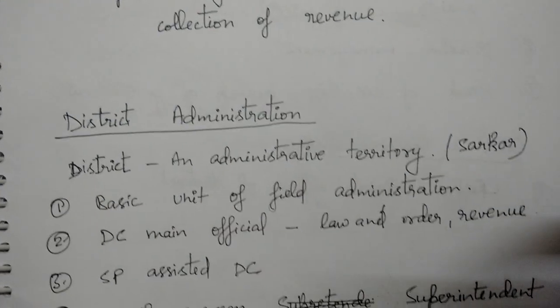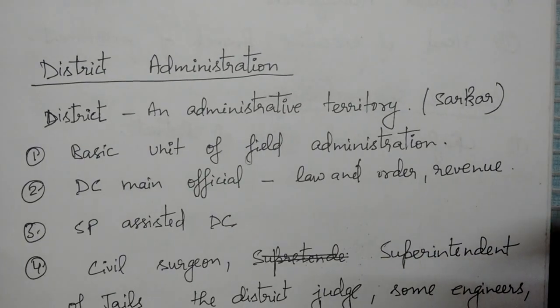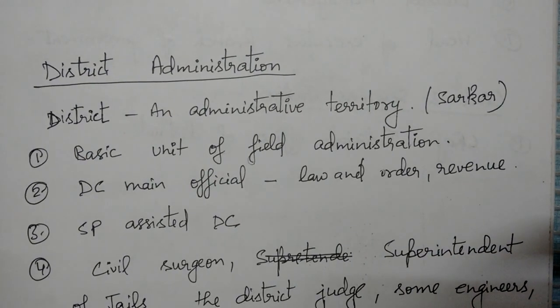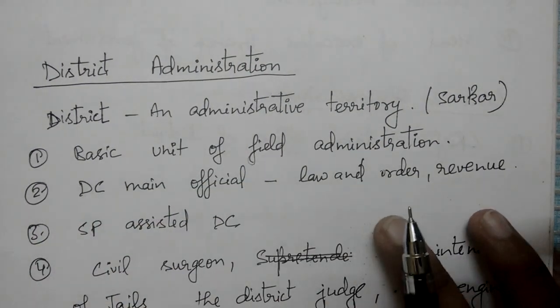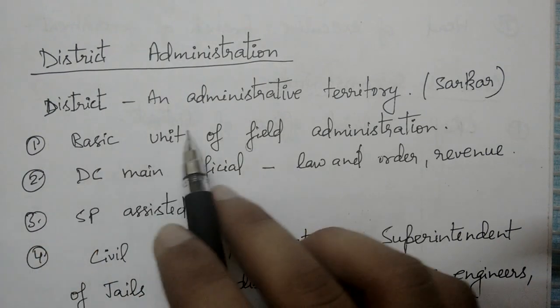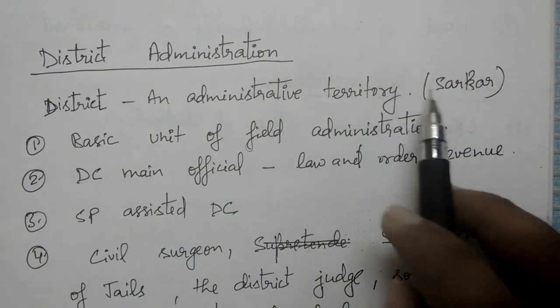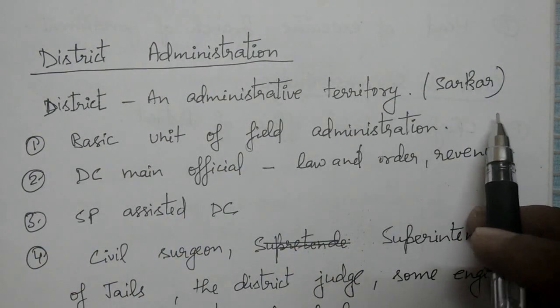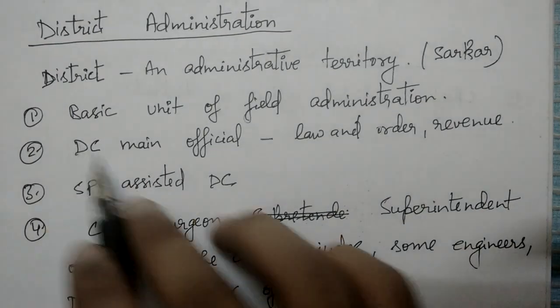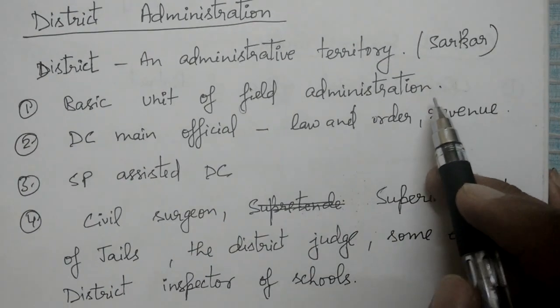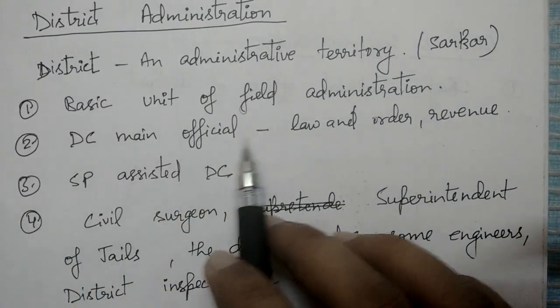Friends, this is video 20 on public administration paper 2, and in the previous video we learned about revenue administration during the British government. Right now we will see district administration. The district, an administrative territory, was earlier known as Sarkar during Mughal administration. This was the basic unit of field administration, and the district collector was the main official.